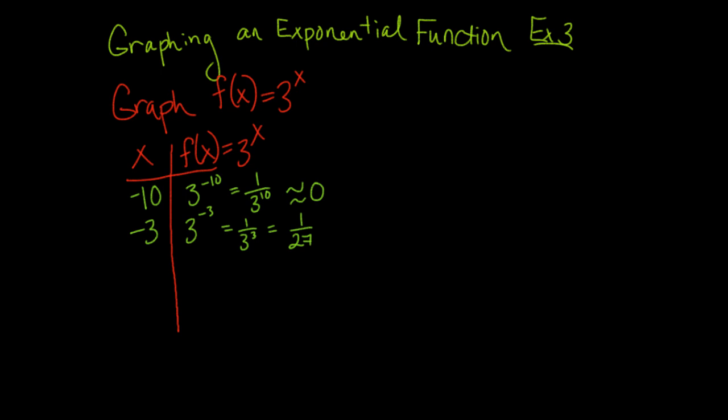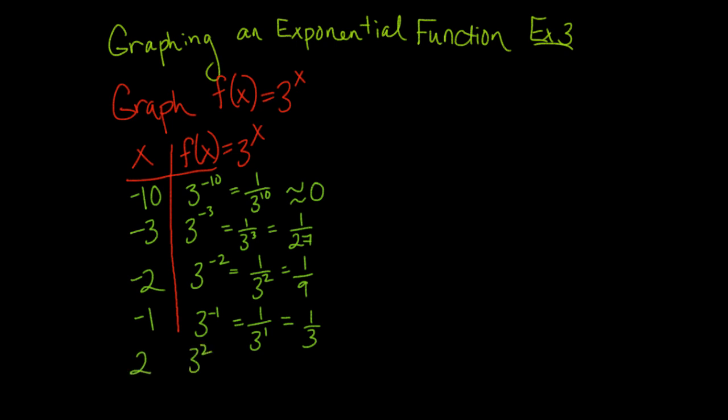And then negative 2, so we're just going to do a bunch of values. 3 to the negative 2 is 1 over 3 squared, which is 1/9. Negative 1, 3 to the negative 1, 1 over 3 to the 1, which is equal to 1/3. Going to extend this line. Let's do 2. What is 2? Well, that's 3 squared. So that's 9. 3, that's 3 cubed, which is 27.